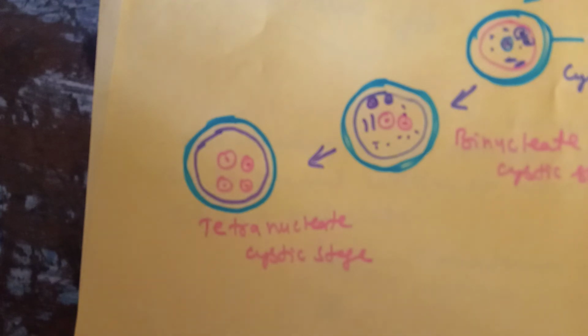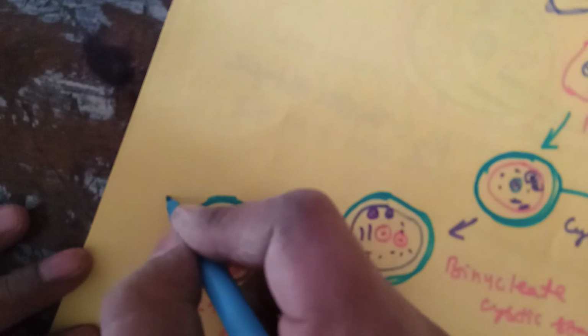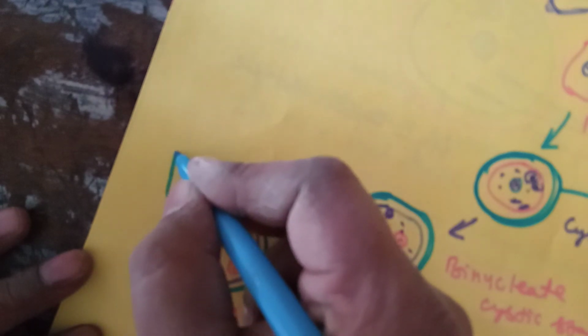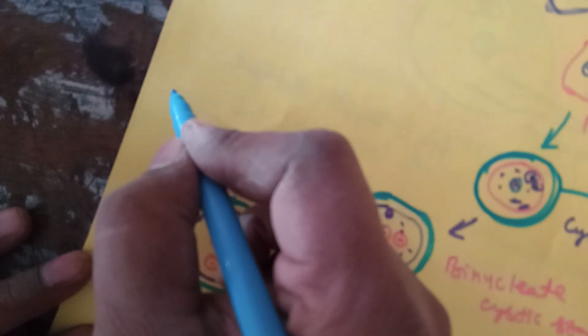So this tetranucleate cystic stage can reach our food material. The mechanical vector, the housefly, transfers it into our food material. So when it enters the new person's body, the tetranucleate cystic stage reaches the small intestine.